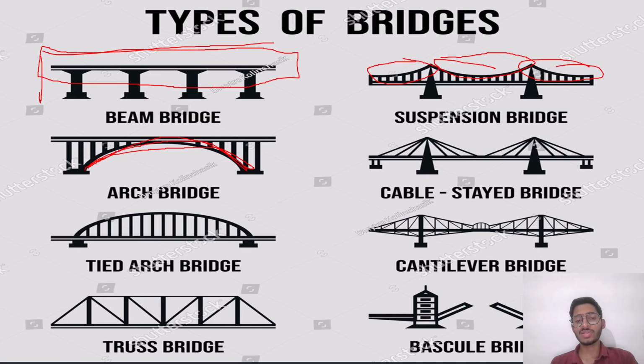Then cable stayed bridge. In a cable stayed bridge, the cables are used to hold the bridge. The tension is induced in these cables to hold the bridge in a good way. Then tied arch bridge, cantilever bridge. A cantilever bridge consists of a cantilever portion on one or both sides of the bridge. Then truss bridge and bascule bridge. A bascule bridge is nothing but an automated bridge.